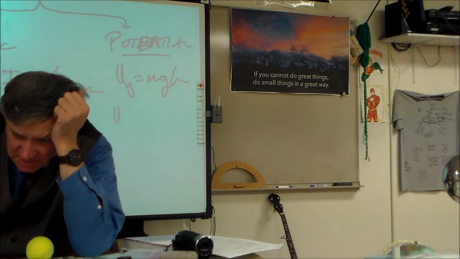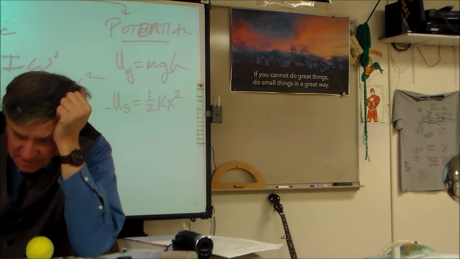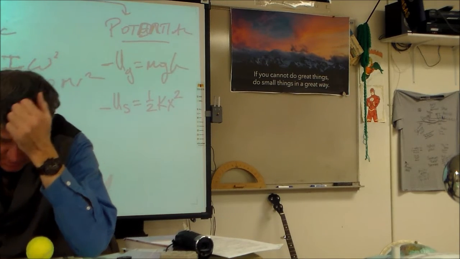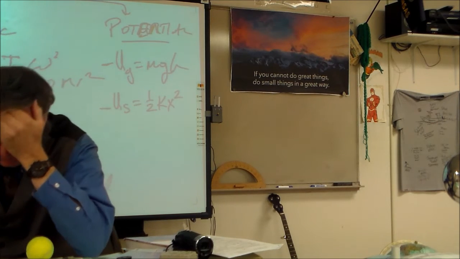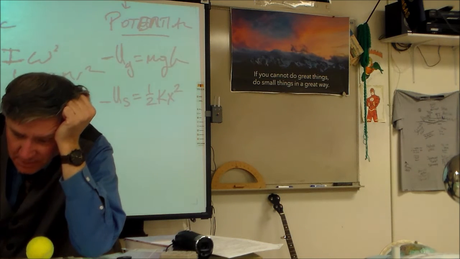We could talk about springs, right? Which is 1/2 kx squared. So this is energy stored in a spring, and this is gravitational potential energy, right? Cool. Now we need to talk about UE, electric potential energy, okay?